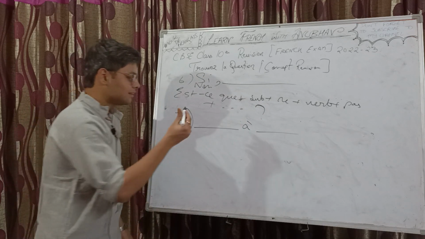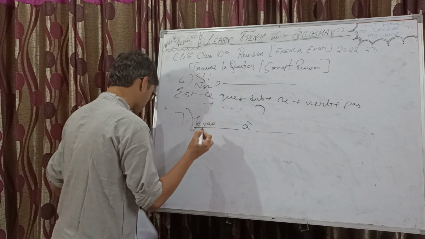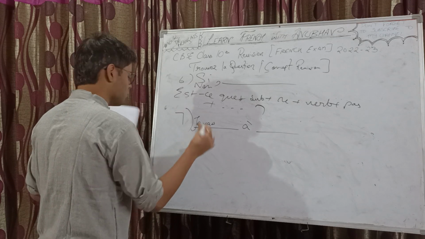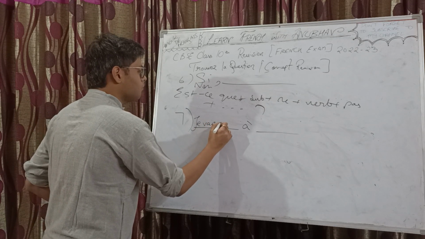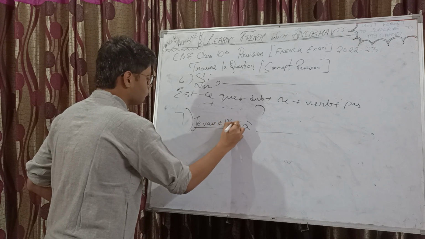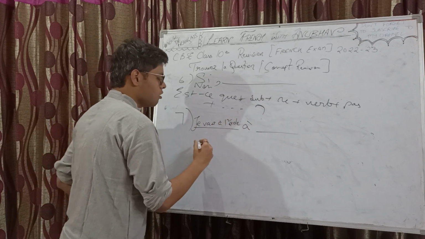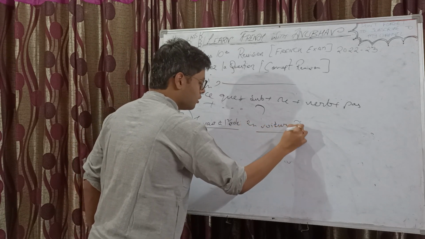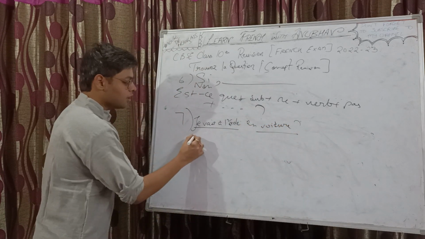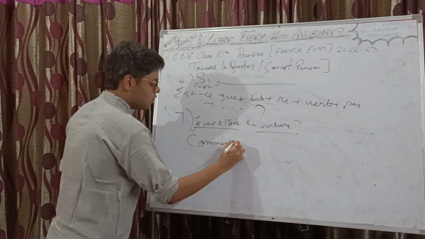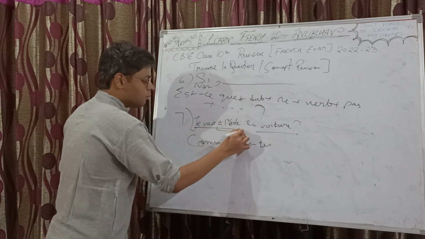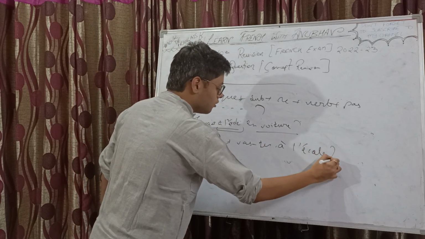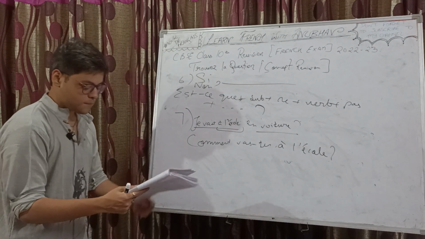So in such a question, let's take an example. Je vais, what can we say? À l'école. Yep. I go to school en voiture, by car. So the question will be, how do you go to school, right? Comment vas-tu? To where? You go to school. Comment vas-tu à l'école? Okay.